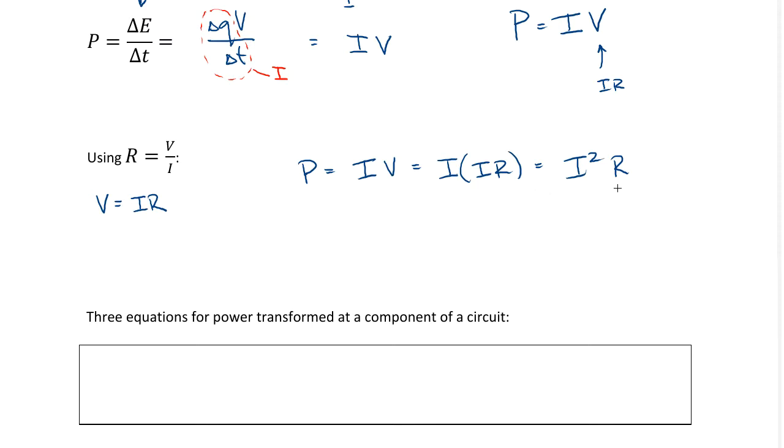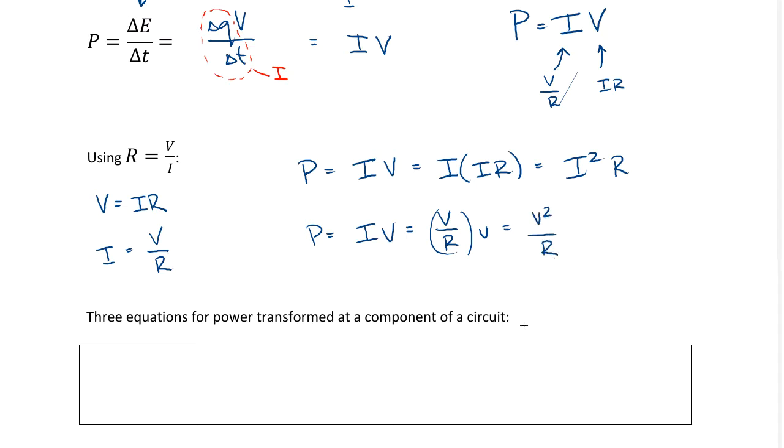That's one new version. Another is to rearrange here and see that I is equal to V over R. So I can go back up here and plug V over R in for that I and leave this V in place. So power is equal to IV is equal to V over R times V, which is equal to V squared over R.